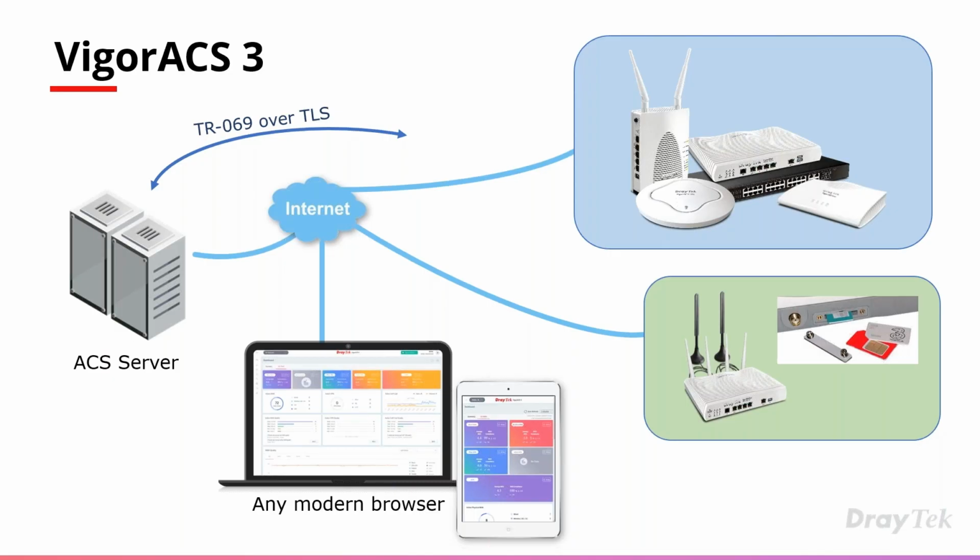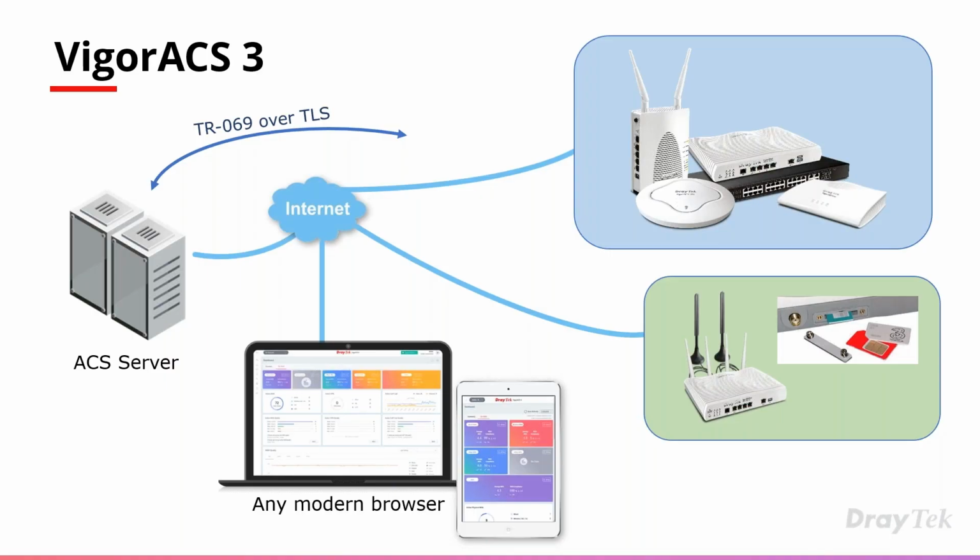VigorACS is our central management platform, which allows you to manage all of your DrayTek devices from a singular platform. As you can see on the top right, this includes modems, routers, switches, access points. And these can all be managed via the TR069 protocol.